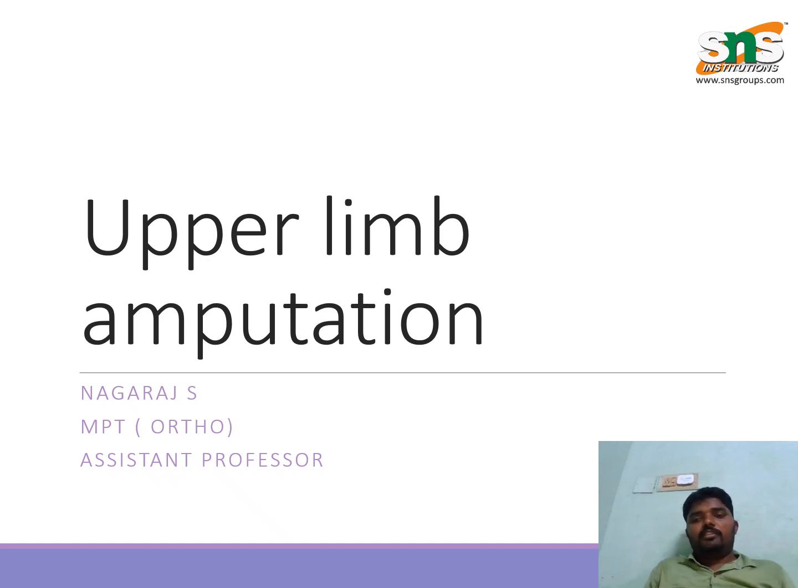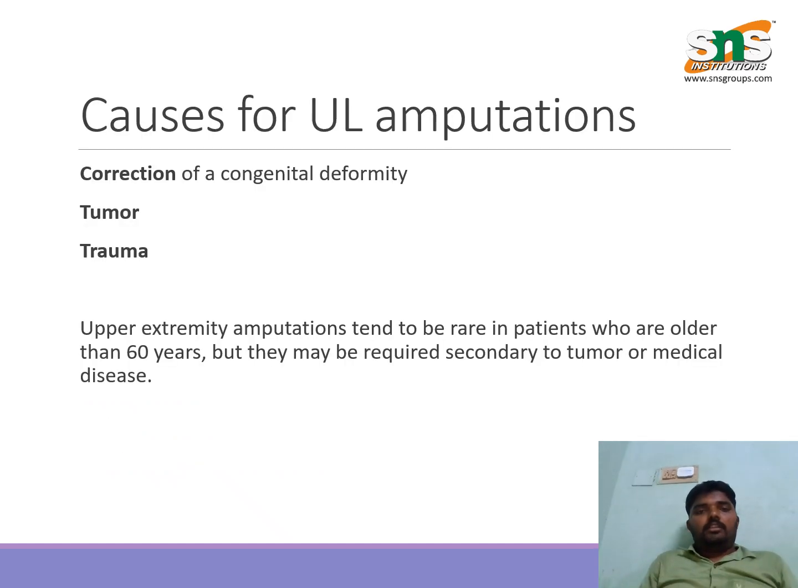Today we'll see about upper limb amputation. The causes for upper limb amputation are mainly for correction of congenital deformities, tumors, and trauma. Upper extremity amputation tends to occur in patients who are older than 60 years, but it may be required secondary to tumor or medical disease.